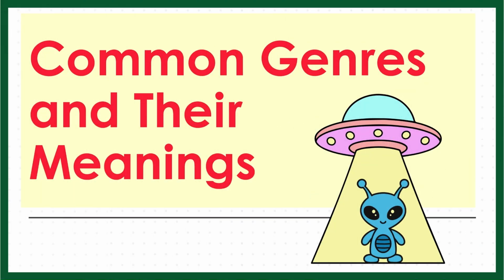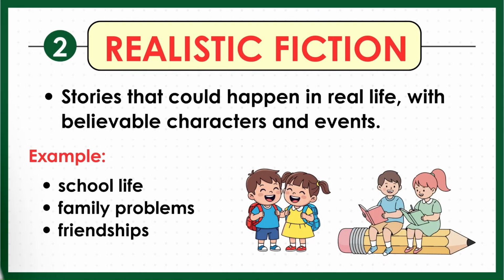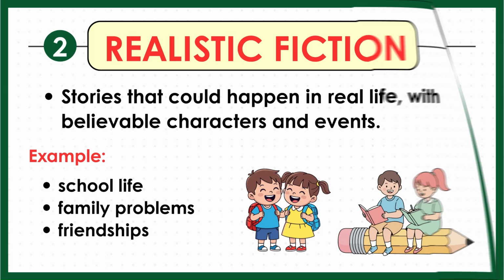Let's also have the common genres and their meanings. 1. Fantasy. Stories that include magical or supernatural elements that cannot happen in real life. Example, talking animals, magic powers, enchanted places. 2. Realistic fiction. Stories that could happen in real life, with believable characters and events. Example, school life, family problems, friendships.